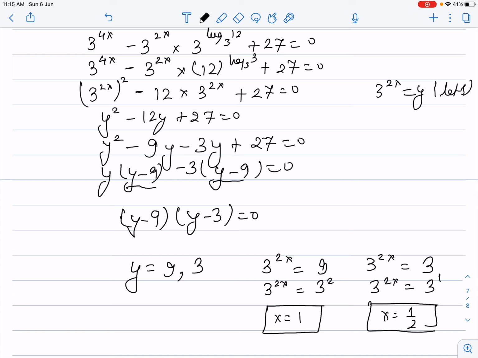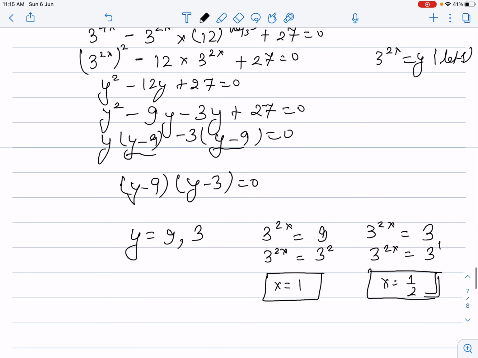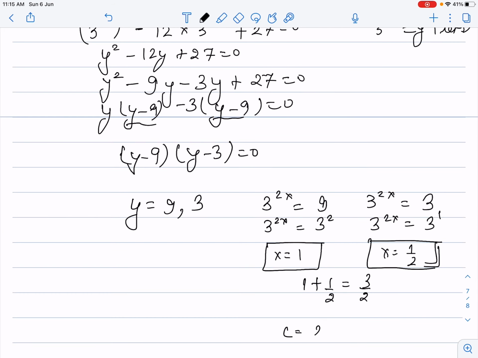Now sum of these two values, what it will be becoming? 1 plus 1 by 2. That will be becoming what, my dear students? 3 by 2. So C is twice this value. So C will be becoming what? 2 multiplied by 3 by 2. That means 3 is the value of C. Hope you guys would have got it.